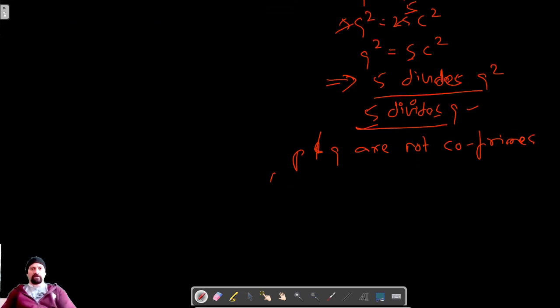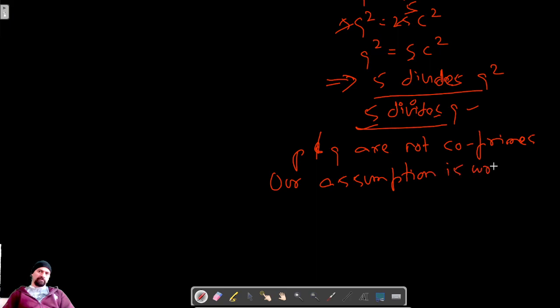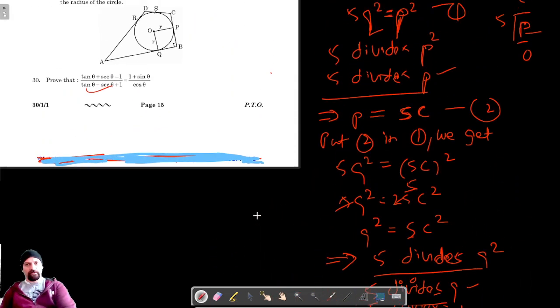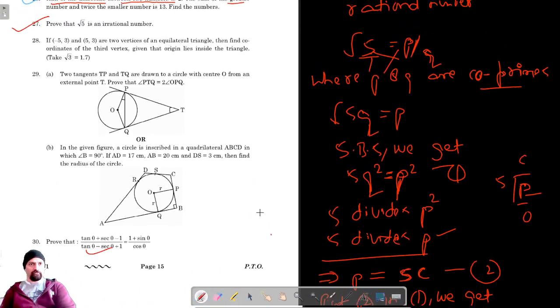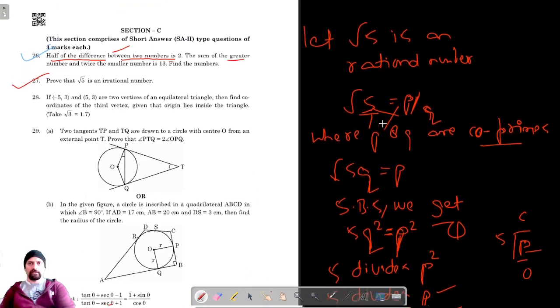But we have assumed in the beginning that P and Q are co-prime. So that means our assumption is wrong. Hence, root 5 is irrational. Okay, so this proves that root 5 is irrational. Let's move on to question number 28.